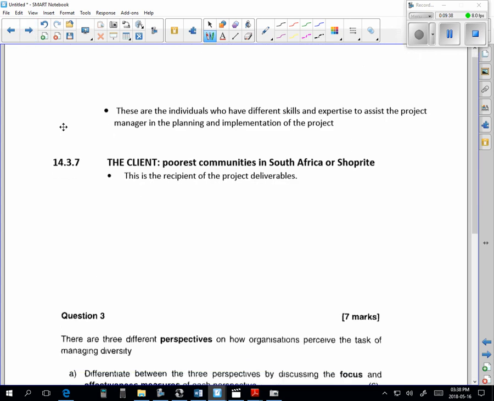And then this is coming from our case study. These are the individuals who have different skills and expertise and assist the project manager in planning and implementing it. And then who else do we have to identify as the client? Who's the client? They are the poorest communities in South Africa or ShopRite. And these are the guys that receive the project deliverables. We did this in the last paper.